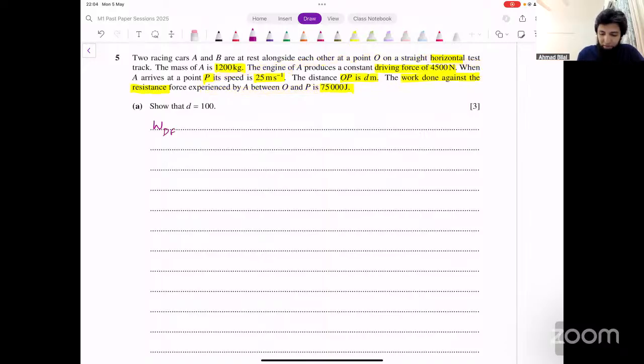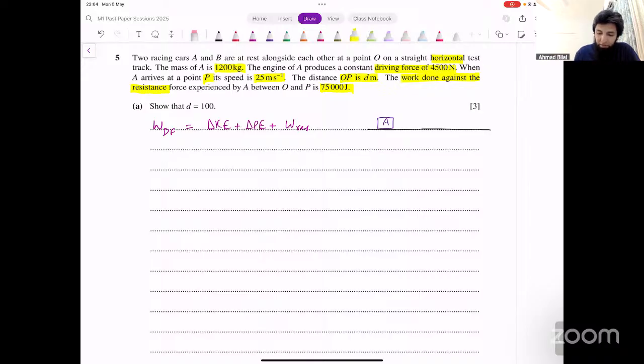Work done by the driving force is equal to change in kinetic energy plus the change in potential energy plus work done against resistance. Whenever they talk specifically about work done against resistance and you have information about speeds, etc., this is what you have to do in those situations. You apply the work energy principle. The situation is like this. It's a horizontal surface and the car A that is going in one direction, its mass is 1200 kilograms.